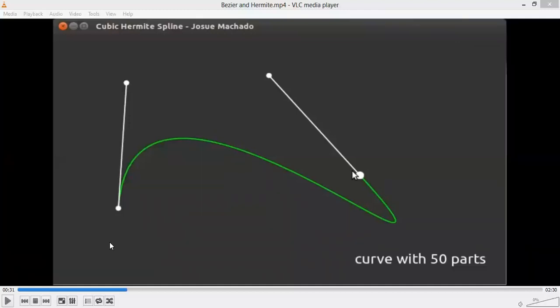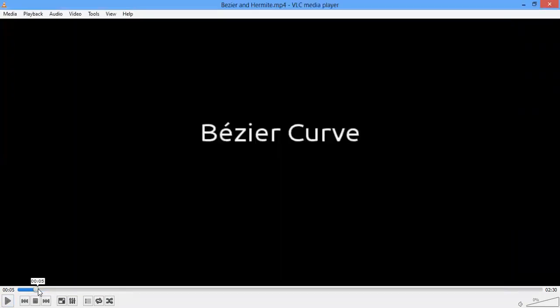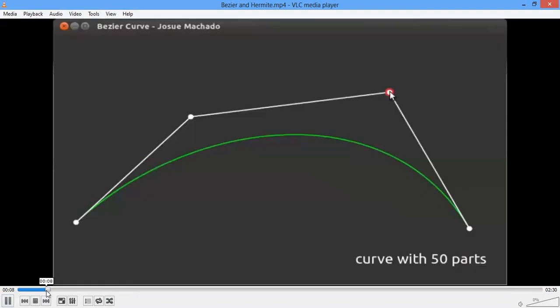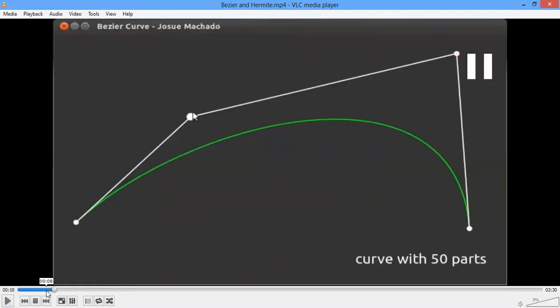Yes, we were seeing about the different types of curves in the previous class. So we'll see a little bit about how these curves change their shape when we change the control points. First, let us see a Bezier curve. For a Bezier curve, we have to have four control points.